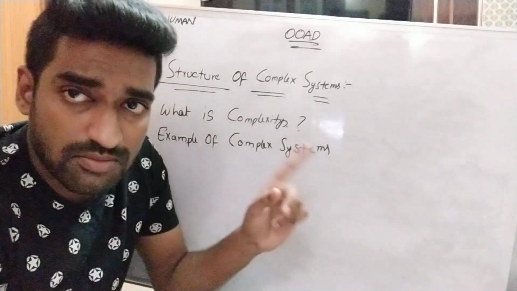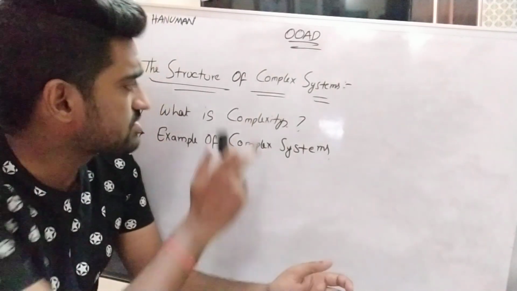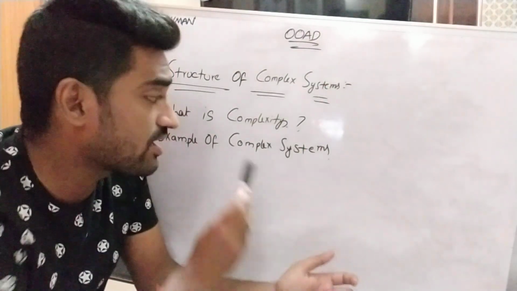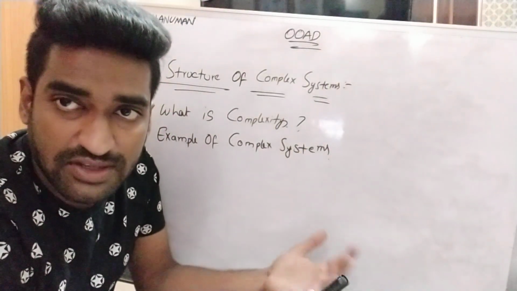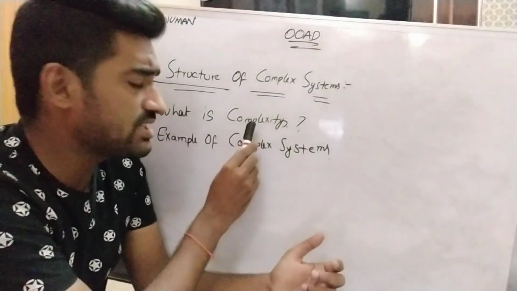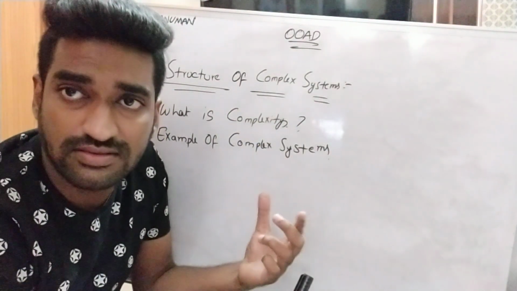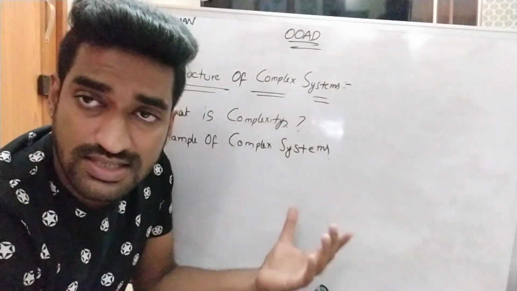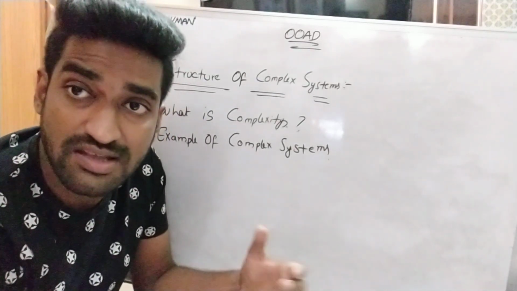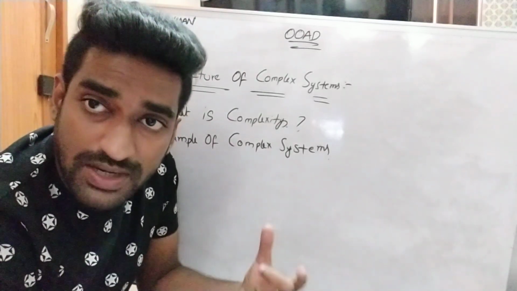In this session, we are mainly concentrating on one more concept, that is the structure of complex systems, right? In this concept, we are mainly focusing on what complexity is and examples of complex systems. Here I am taking 4 real-time examples from different branches, right? Before going to this concept, first of all, what is complexity? Complexity depends on the number of objects, components or elements in the system, as well as the number of relationships in the system. So we can evaluate the complexity of a system.